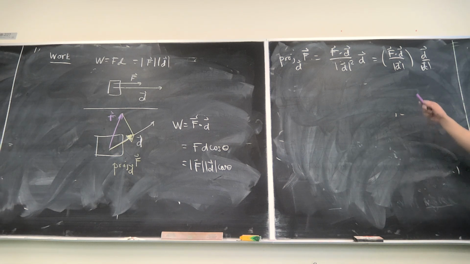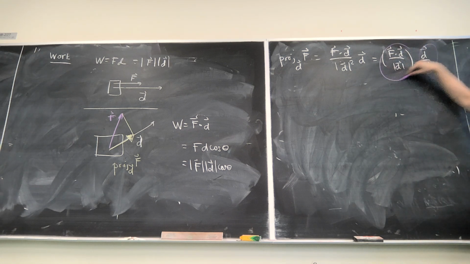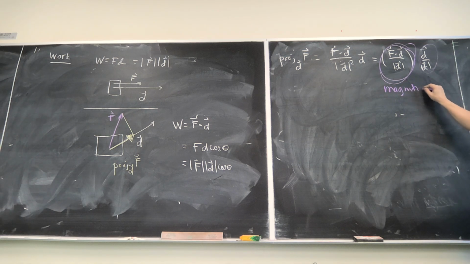Just looking at this picture, the force vector points in the direction of the displacement vector. That's a unit vector in the direction of the displacement vector. So I've got a unit vector times a number. What's the magnitude of that? It's this thing, right? This is exactly the magnitude, possibly with a negative sign, but it's the magnitude.